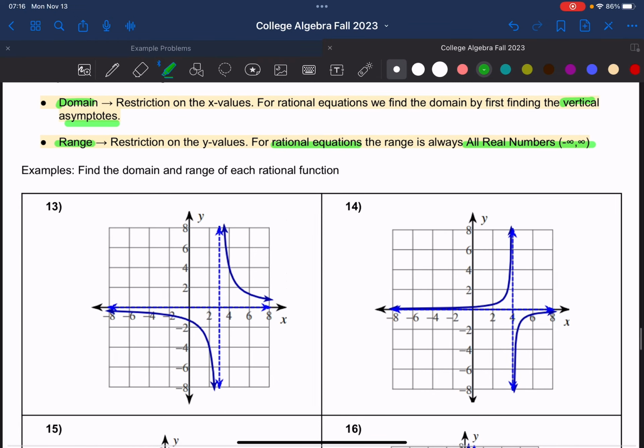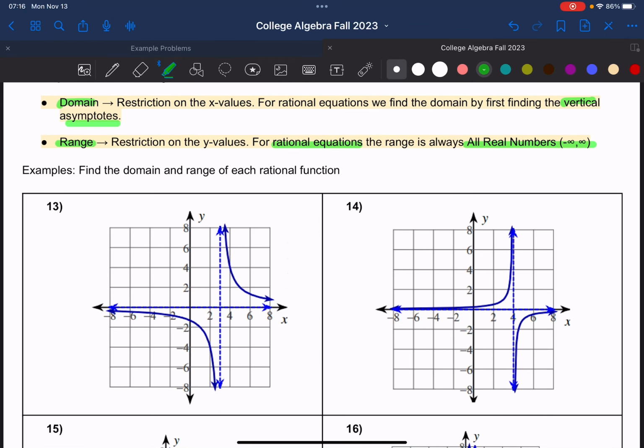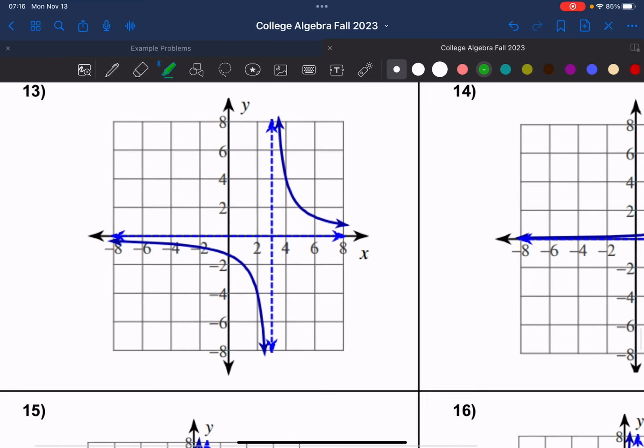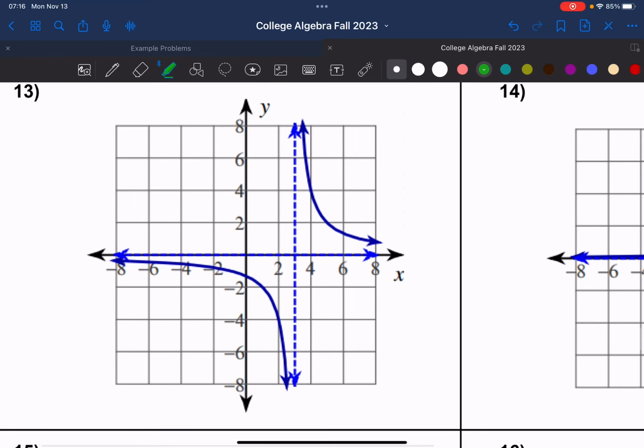Okay. So knowing that information, we're first going to find the domain and range of each graph, and then we're going to find it mathematically. So looking at number 13, okay, we're going to start with the range always because we know the range is what? All real numbers.